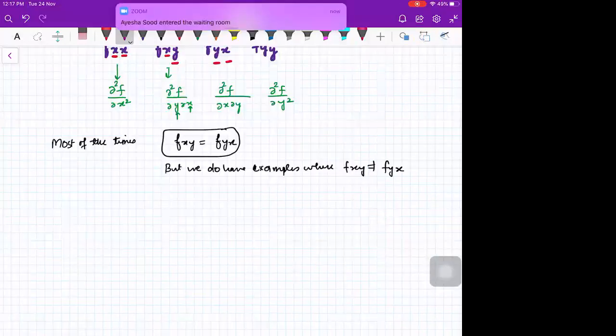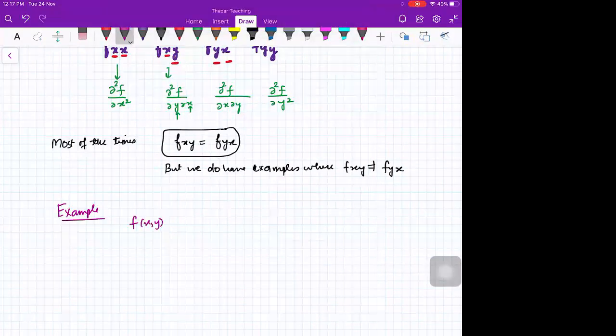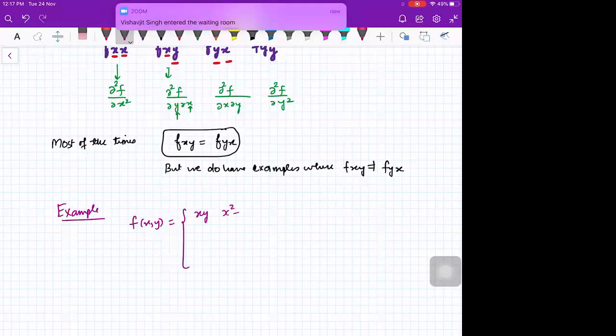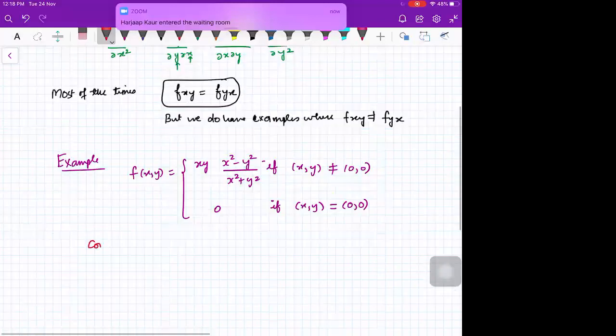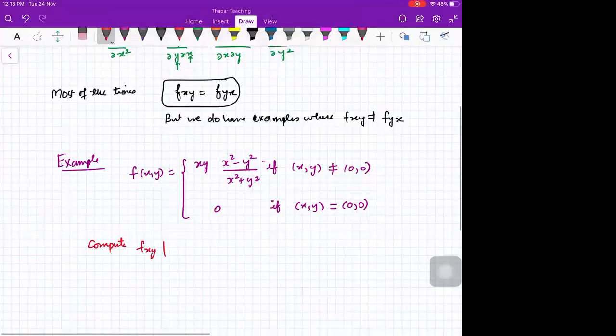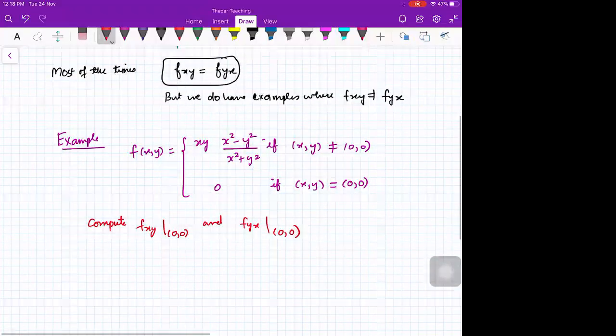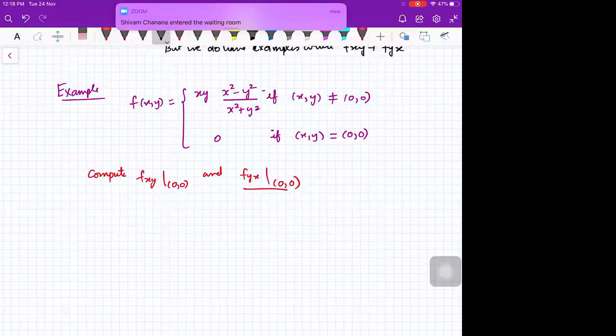So let us see what is the situation where fxy is not equal to fyx. I'll give you an example. Consider your function f(x,y) is xy times (x² − y²)/(x² + y²) if (x,y) is not equal to (0,0), and this is 0 if (x,y) equals (0,0). So this is a function, and you have to compute fxy at (0,0) and fyx at (0,0). So let us compute fxy or fyx. You can compute whatever you want.